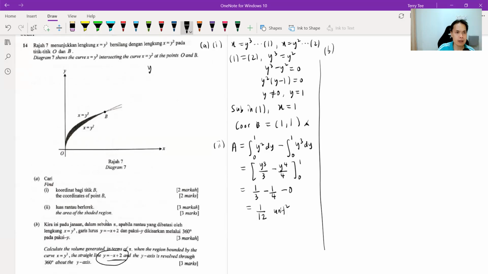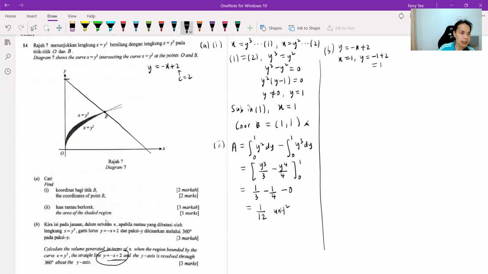Where is this minus x plus 2? We know this line must have a gradient of minus 1 and your y-intercept is 2. Now, I need to check whether it passes through point B or not, right? So for this line, minus x plus 2, when your x is 1, your y is minus 1 plus 2, your y is also 1. So we know it passes through point B. And from y equals mx plus c, your y-intercept c is 2. So we can do a sketch like this.